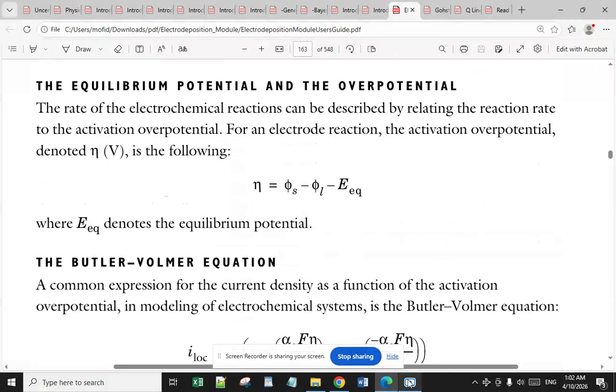Now I'm going to go through the equilibrium potential and the overpotential. The rate of the electrochemical reactions can be described by relating the reaction rate to the activation overpotential. For an electrode reaction, the activation overpotential, denoted eta_m, in volts, is defined as follows, where E_eq denotes the equilibrium potential.